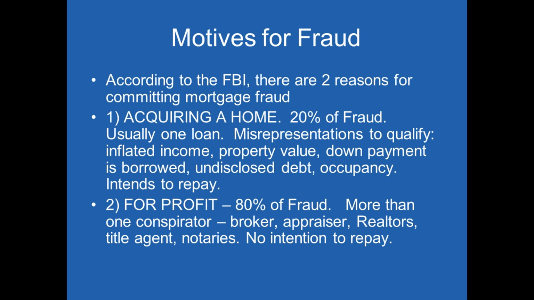Usually there's just one loan, and they want to qualify for the loan, but they don't. So they inflate their income. They somehow get the appraiser to adjust the property value. Maybe they're borrowing the down payment but not disclosing that. There's debt they have that they're not putting on the application. They're lying about the occupancy.